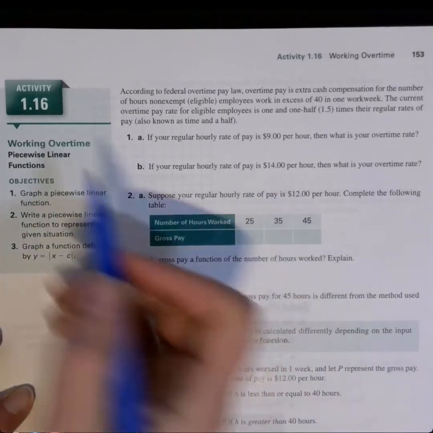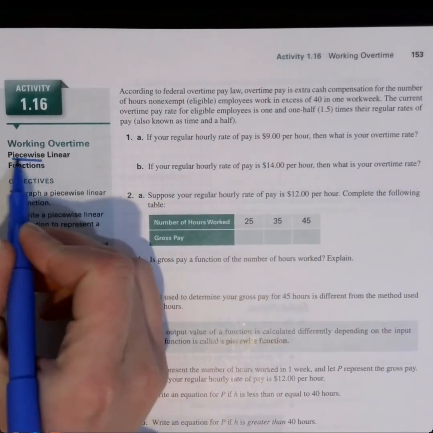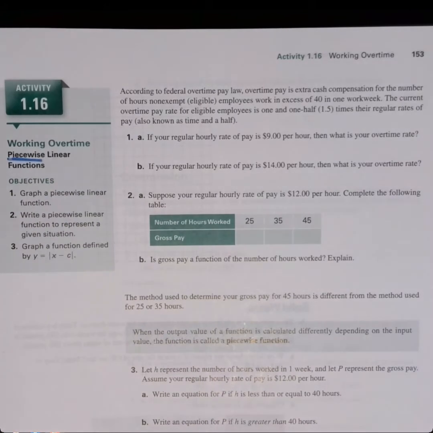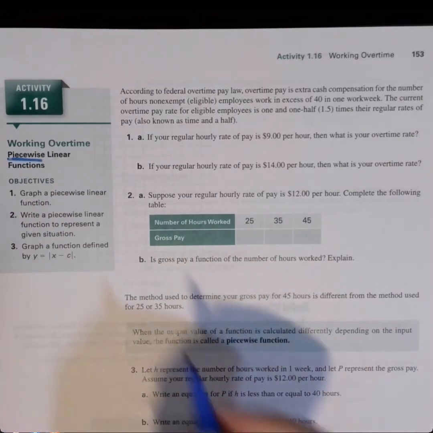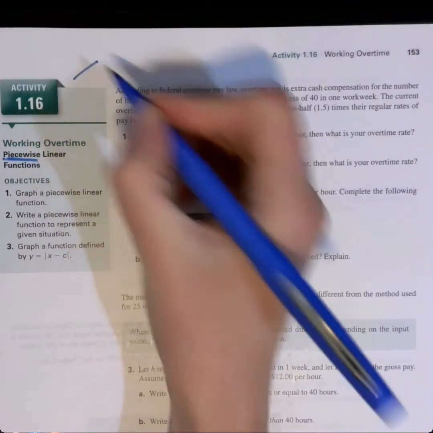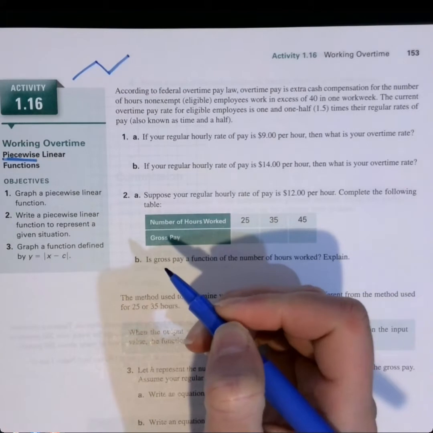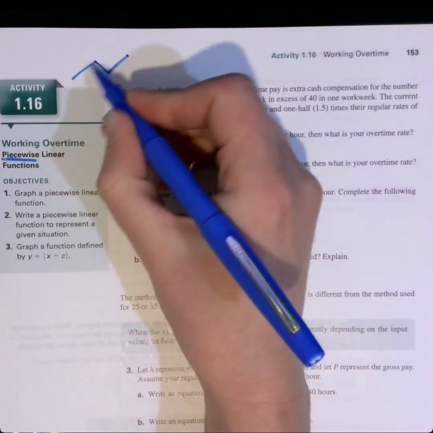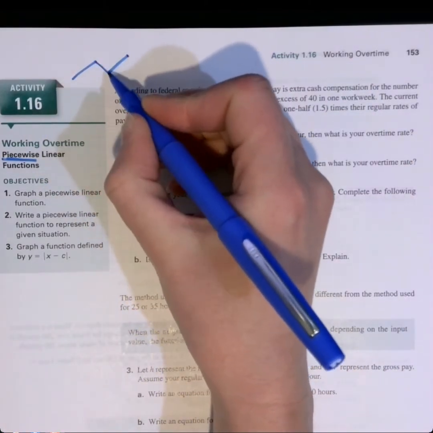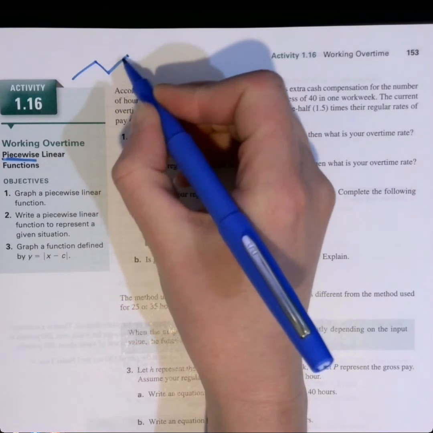In section 1.16, we're going to look at piecewise linear functions. Piecewise functions are functions that are composed of separate pieces. So a function that had pieces like this would be a piecewise function. Where it's piecewise linear, there's a linear segment followed by a linear segment that goes in a different direction, followed by another linear segment.